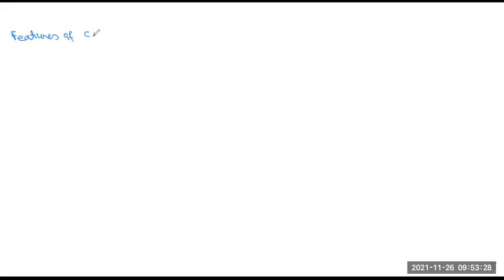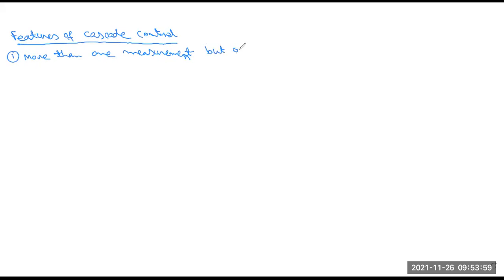Features of cascade control system. First of all, we have to know, first one, it uses more than one measurement, but one manipulated variable.